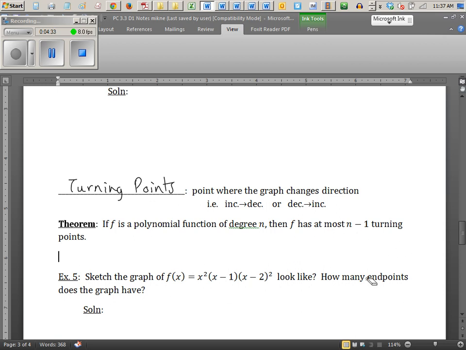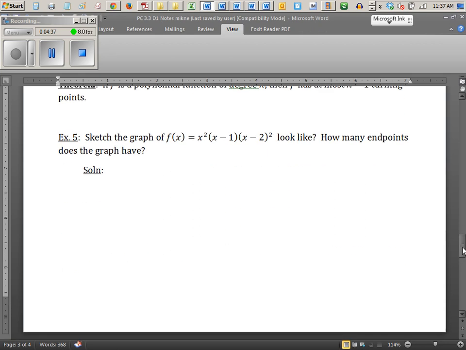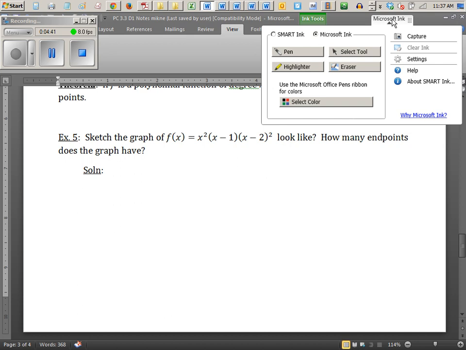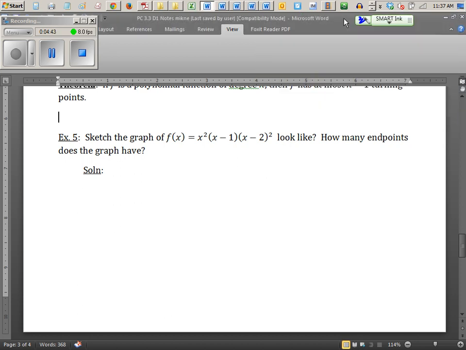What would this graph look like? That's a really generic question, but what would it look like? Well, what are my x-intercepts? Let's start there. 0, what? 1 and 2. Okay, so if you make a sign chart, you could put 0, 1, and 2 on here.